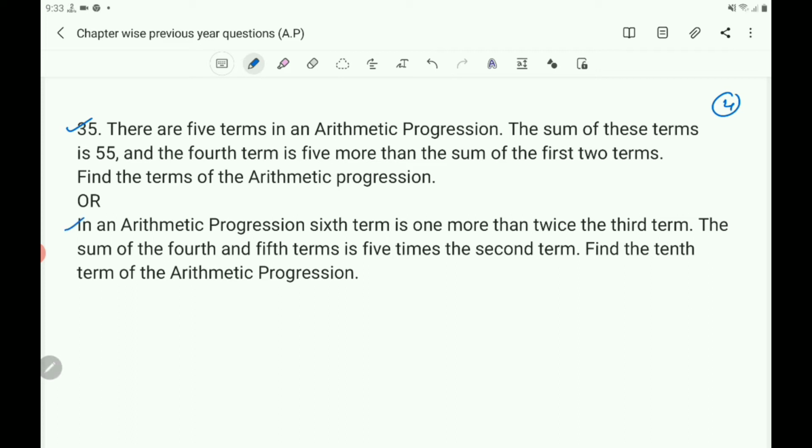And the second question is, in an arithmetic progression, 6th term is 1 more than twice the third term. The sum of the 4th and 5th term is 5 times the second term. Find the 10th term of the arithmetic progression.